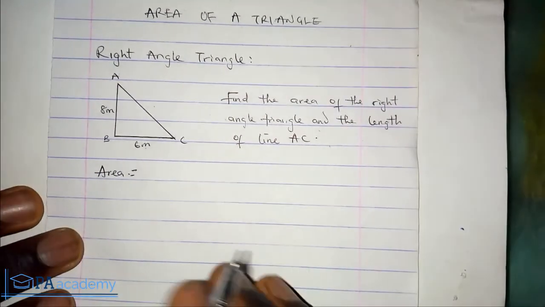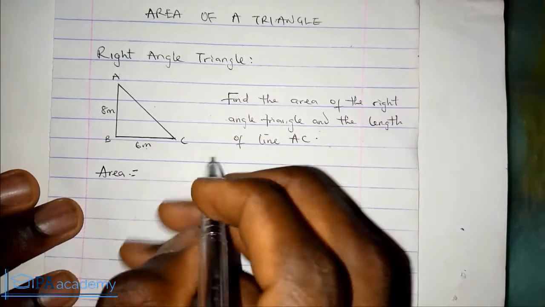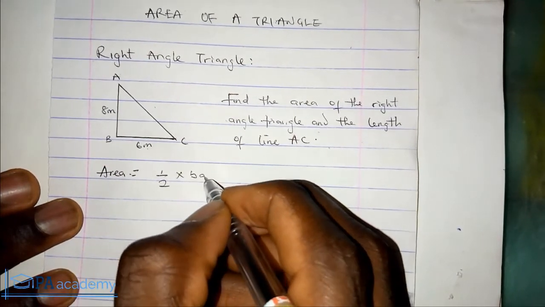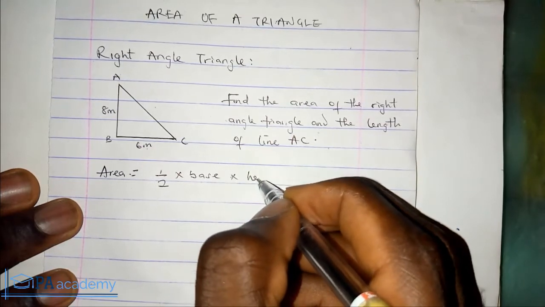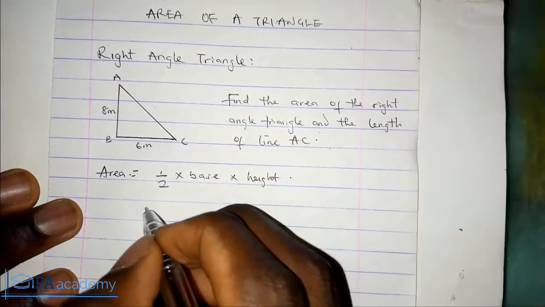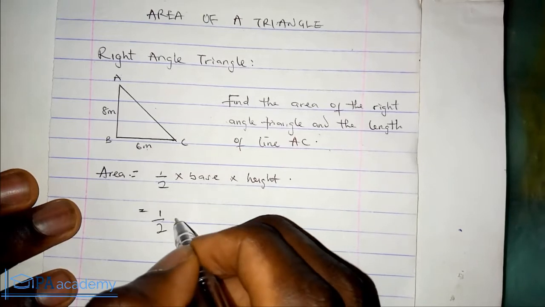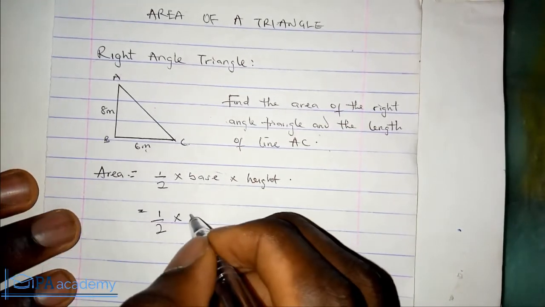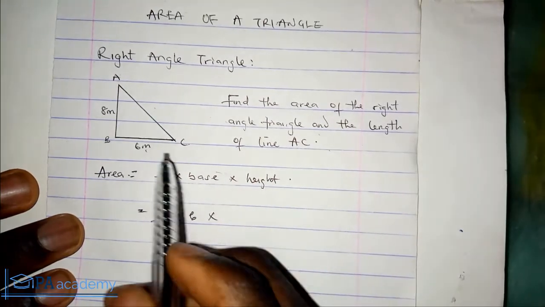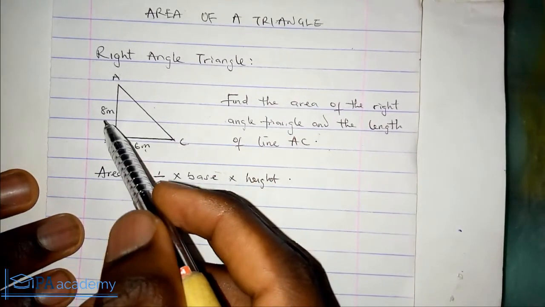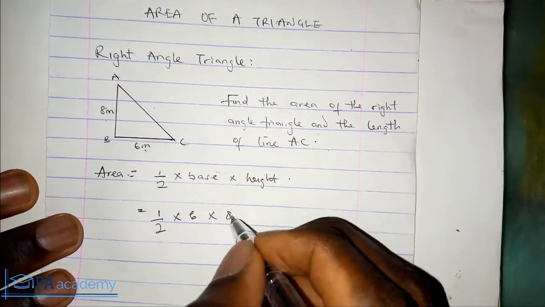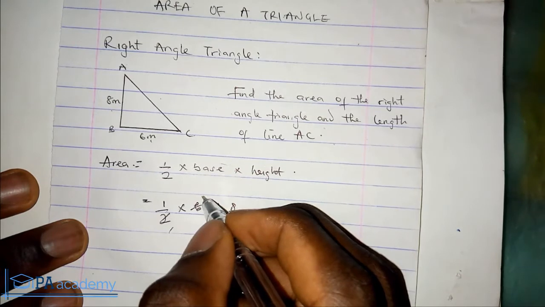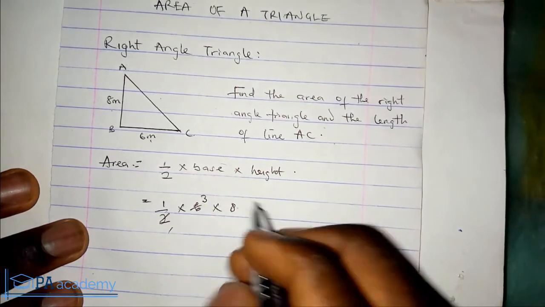So now let me start solving it. The formula to get the area is 1/2 times the base times height. So that equals 1/2 times, now what's the base? This is the base, line BC, which is 6 meter, times the height, which is line AB, and it is 8 meter. So the 2 here and the 6 can be divided, that will give us 3. So 8 times 3 is equal to what?